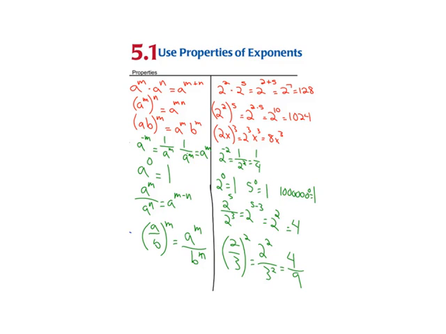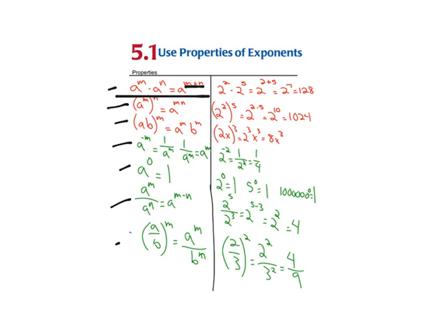Today we are going to deal with properties of exponents. There are a lot of properties of exponents. Matter of fact, right here we have 1, 2, 3, 4, 5, 6, 7. The first one is multiplying two with the same base. When you do that, they add together.